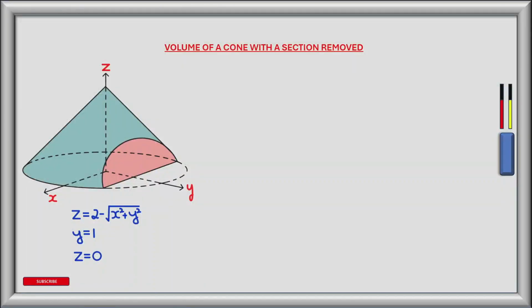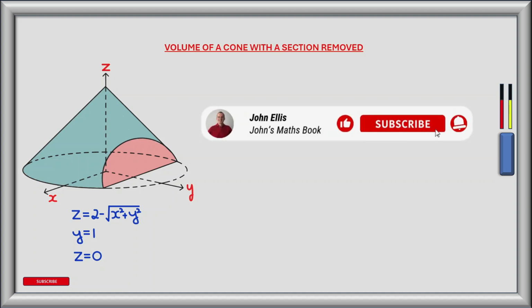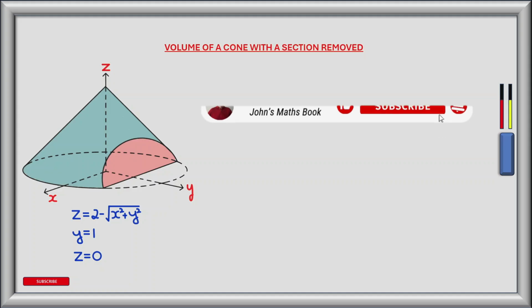In this exercise, we have a right circular cone with its base on the xy plane at z equals 0. The equation of the cone is z equals 2 minus the square root of x squared plus y squared. The cone is cut by a plane parallel to its symmetrical axis. The plane cuts the y-axis at y equals 1. Our task is to find the volume of the section of cone that remains using double integrals and polar coordinates.